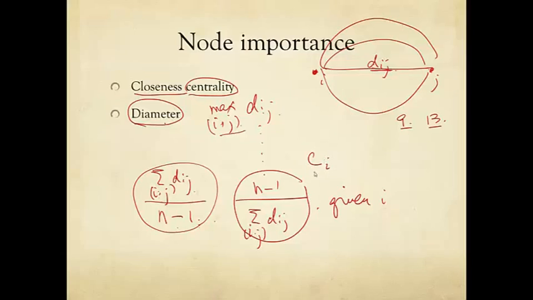Now, if you have a high C sub i, it means that you have a very short distance to all the other nodes on average. Okay. Now, we didn't have to use the average, the simple mean. We can use other kinds of means, for example, harmonic mean and so on.